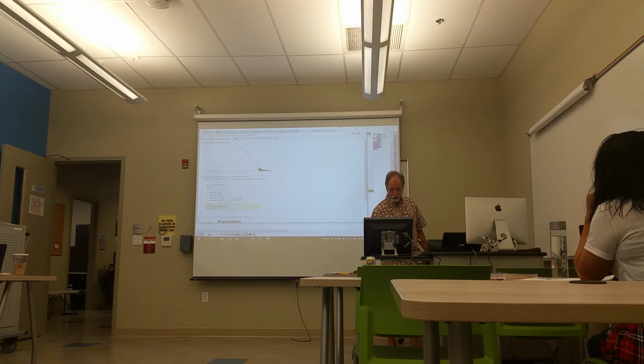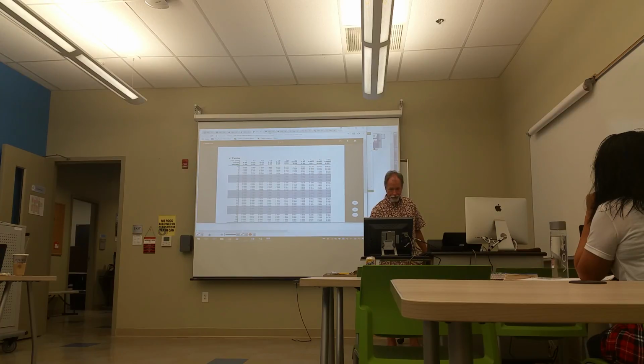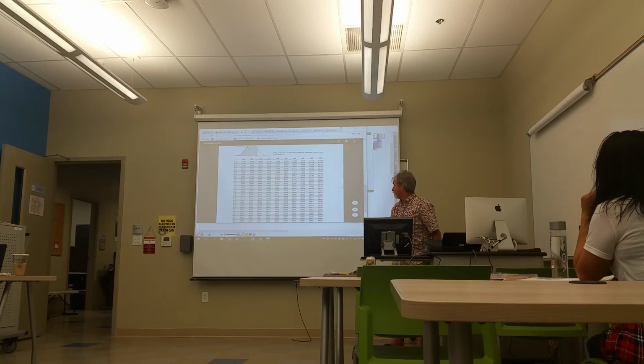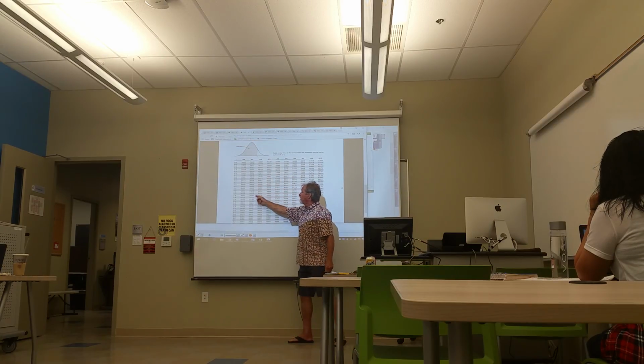Whoops. Where did the Z table go? Okay. If I'm talking about the Z table, what are these in here?